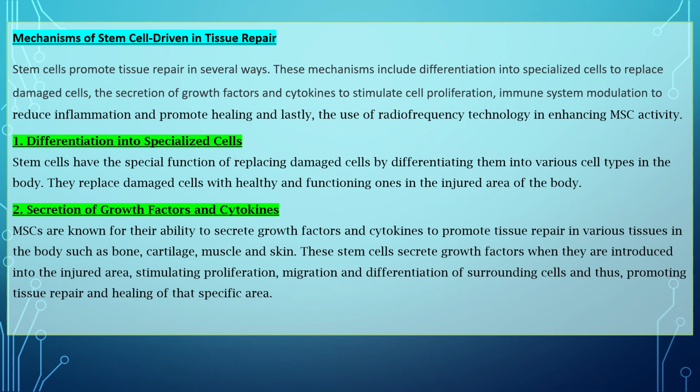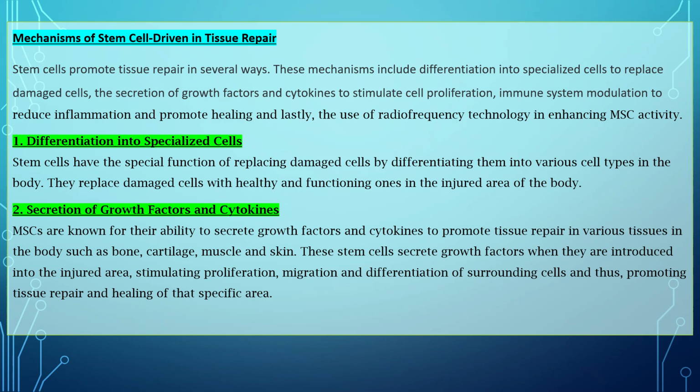So when these are introduced into an injured tissue, these stem cells migrate to the damaged area, differentiate into the required specialized cells, and replace the dead or dysfunctional cells. So this is a direct process. This process restores the structure and function of the damaged tissue by generating healthy and functional cells.